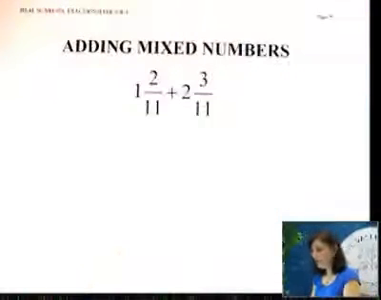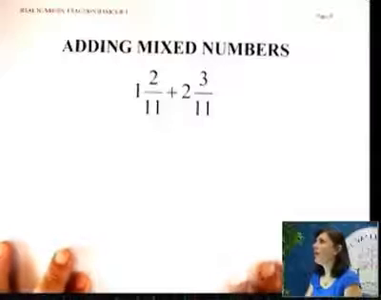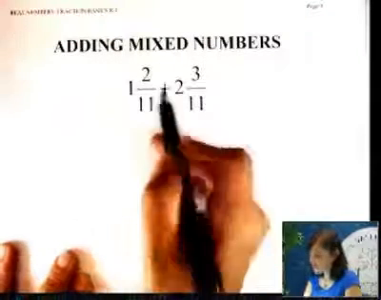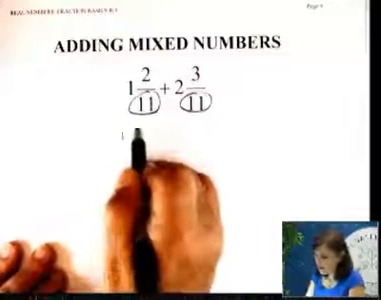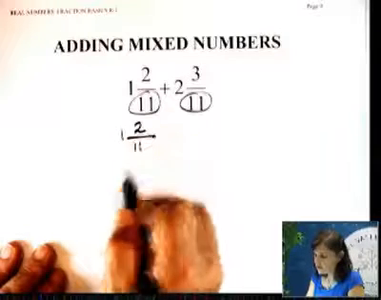How do you do that with mixed numbers? Now these are like mixed numbers. In other words, the denominators are the same. What I do, I just write them vertically. It's a little bit easier for me to do that.